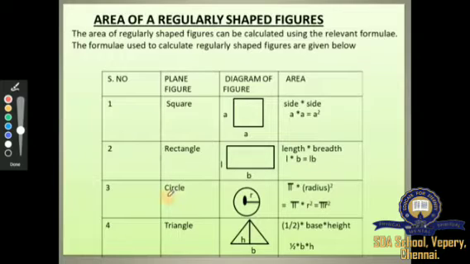To find the area of a circle with radius r, we have to multiply pi into radius square, which is equal to pi r square. So area of circle is equal to pi r square. The value of pi will be 22 by 7. To find the area of a triangle, we have to multiply half into base into height. The base of the triangle into the height of the triangle. So it is half into base into height, which is equal to half B H. So area of triangle is equal to half B H.